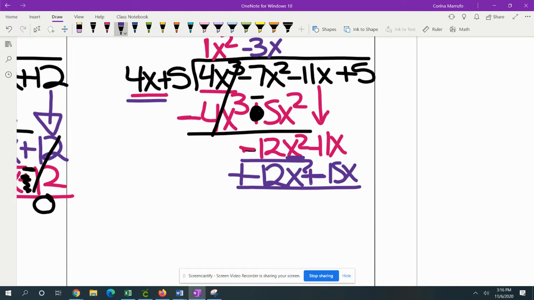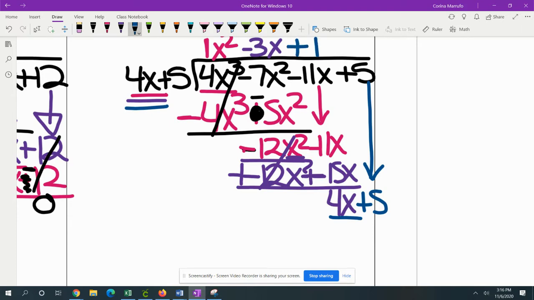So negative 12x squared plus 12x squared cancels. Negative 11x plus 15x gives you 4x. And then once you get that, you go ahead and drop down the last term. So it is plus 5. And then we start all over again. We have 4x, and we need a 4x. So 4x times what would give you 4x? Well, 4x times a positive 1 will give you 4x. So then you multiply 1 times 4x is 4x. 1 times 5 gives you a positive 5.